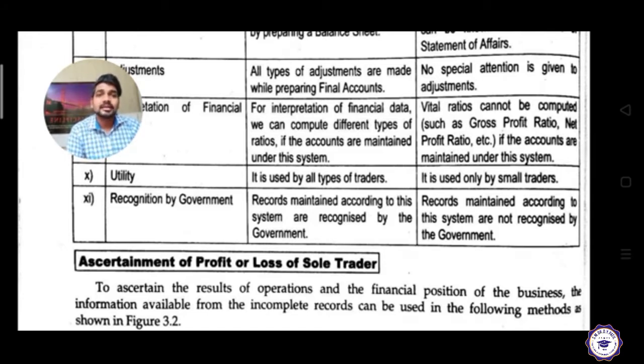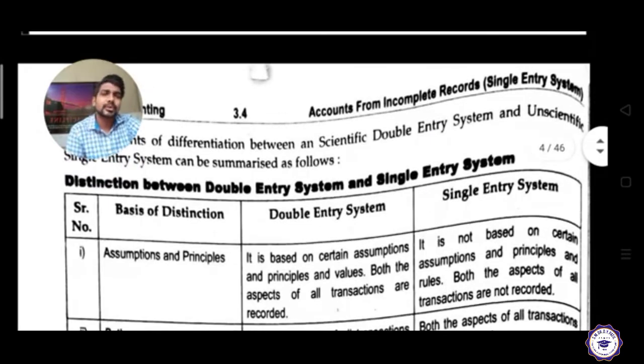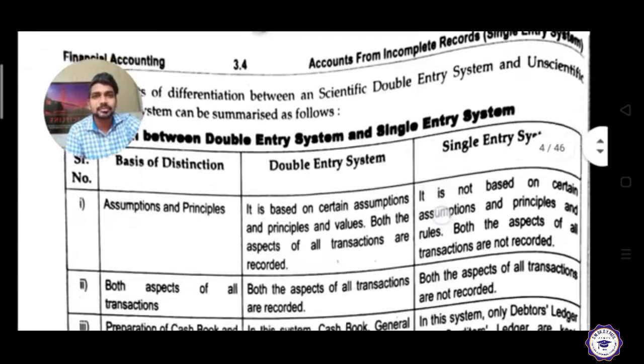And the records maintained under the double entry system are recognized by the government, and the records maintained according to the single entry system are not recognized by the government. So students, hope you have understood the distinction between the single entry system and double entry system over here.